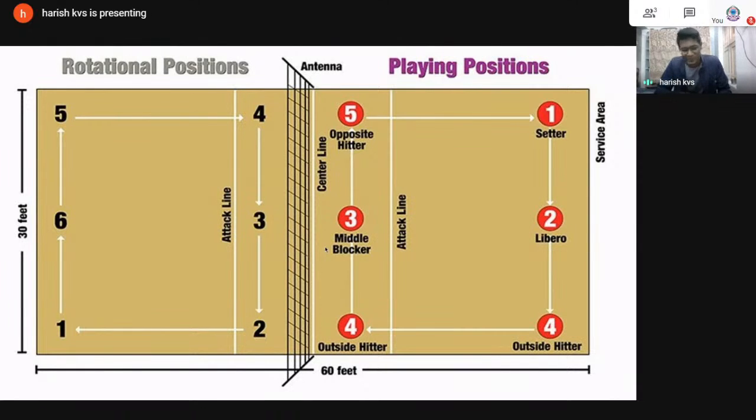On the right side of the presentation, you can see the playing positions. As I said earlier, we have defined the front row players and back row players in a very basic manner. Here we are giving them specific names like opposite hitter, setter, libero, outside hitter, once again outside hitter, and middle blocker. These are specific names. They will be performing specific gameplays during the game based on their positions.